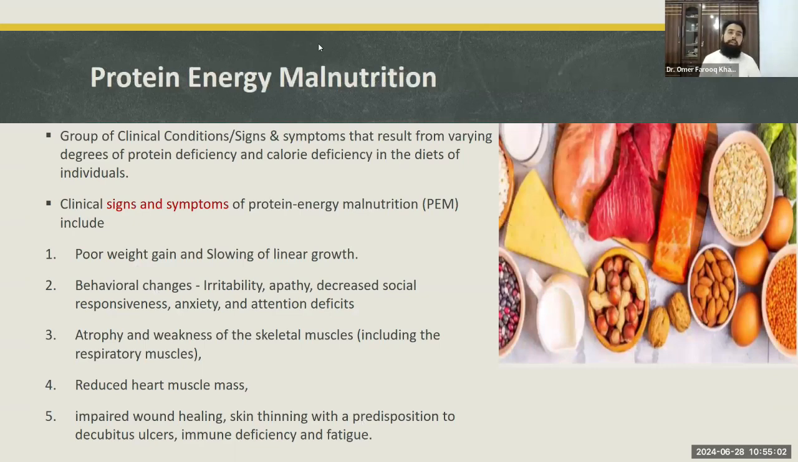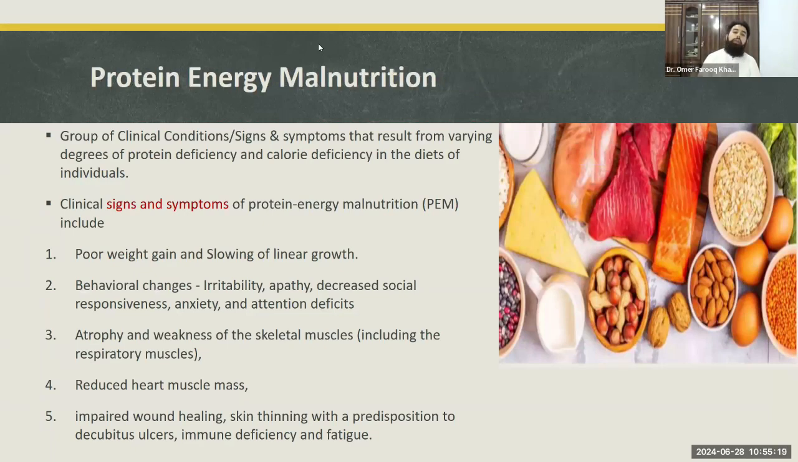So it is the group of clinical conditions, signs, and symptoms that result from various degrees of protein deficiency and calorie deficiency in the diets of individuals. We are already short of time. So clinical signs and symptoms of protein energy malnutrition include poor weight gain and slowing of linear growth.